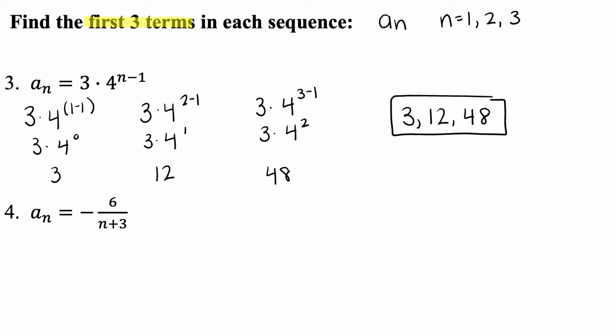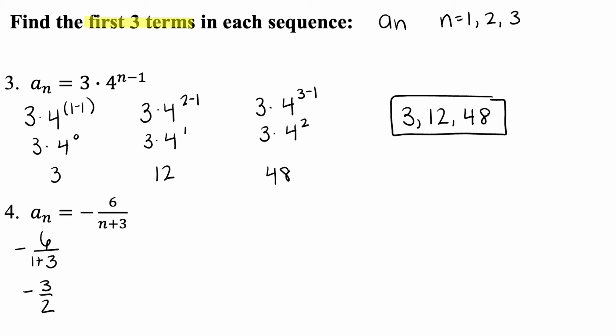For number 4, same thing. The sequence we're given here is a sub n is equal to negative 6 over n plus 3, and we want to find the first three. So when n equals 1, 2, and 3. So if n equals 1, we have negative 6 over 1 plus 3, gives us a negative 6 over 4, or a negative 3 halves.